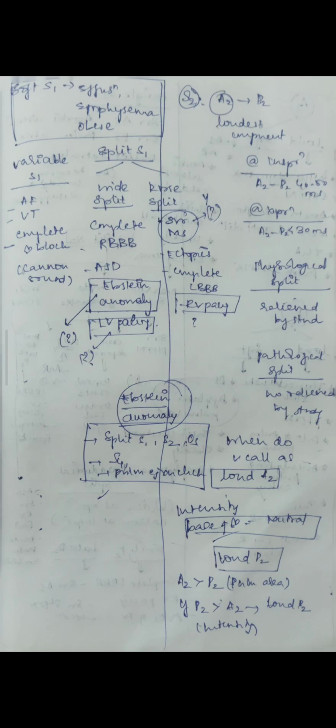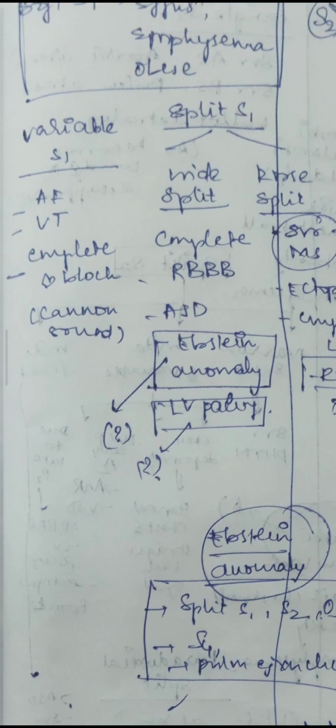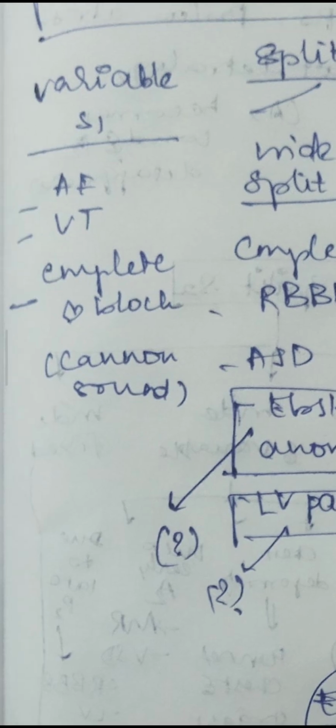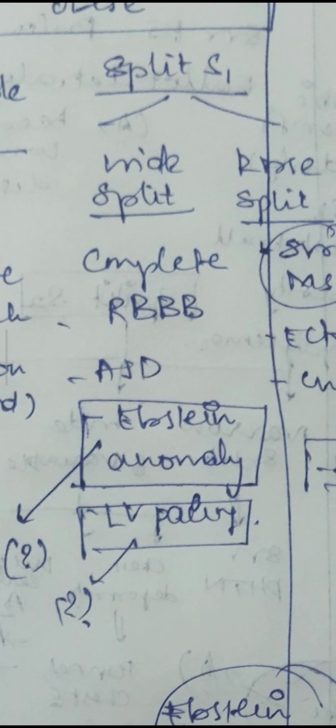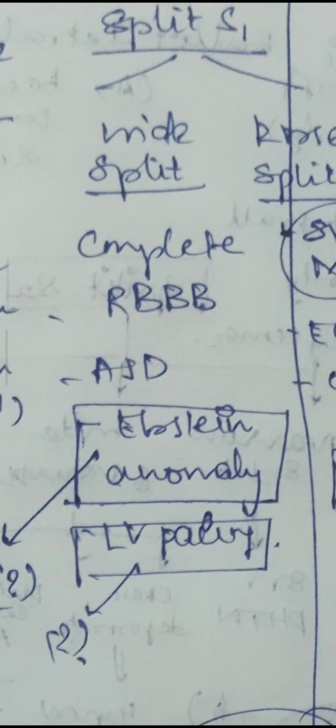What are variable S1 conditions? Your variable S1 conditions include AF, atrial fibrillation, VT, ventricular tachycardia, and complete heart block, where you would expect a variable S1. And your split in S1. Your split in S1 can be expected in complete right bundle branch block, your ASD and Epstein's anomaly.